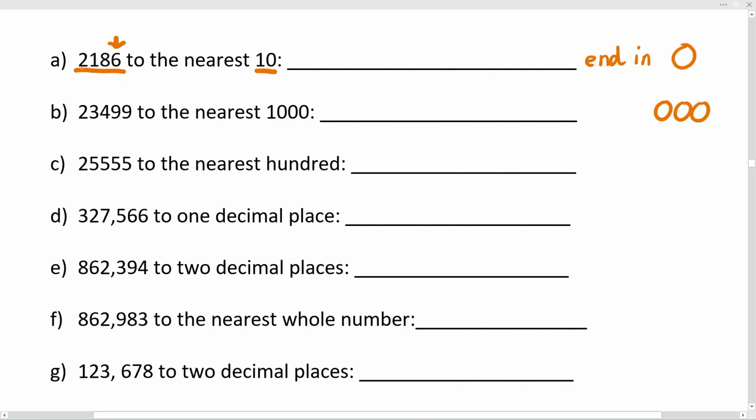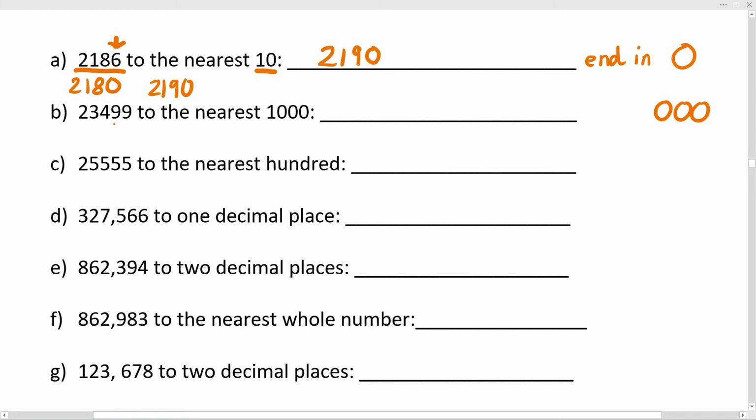So 2186 must end in a 0. What are my options? It's either going to be 2180 or 2190. Those are my two options. And I think it's obvious now that because of that 6, which says I've got to go up 1, my answer is going to be 2190. And it ends in a 0, so that checks out.